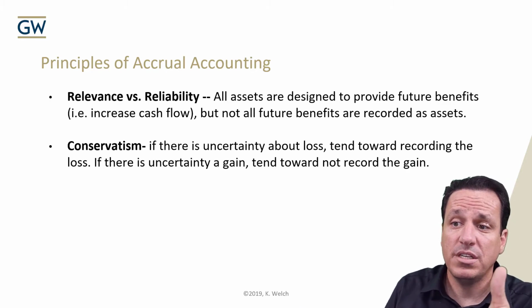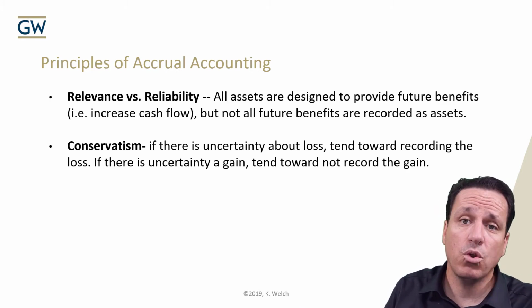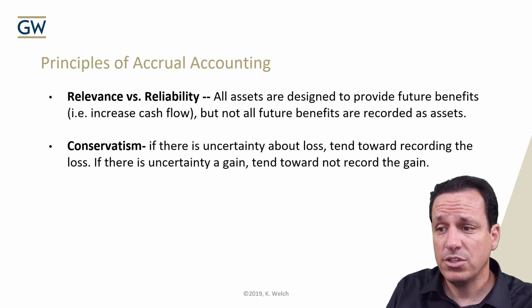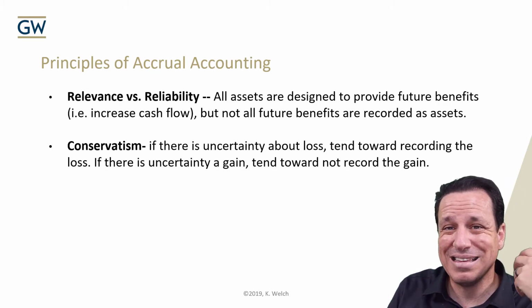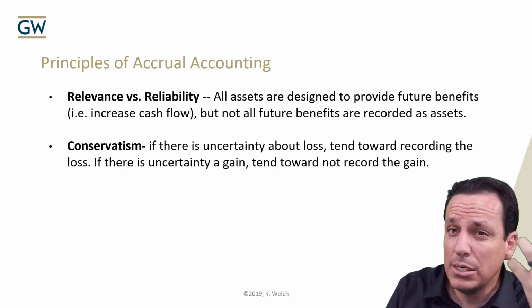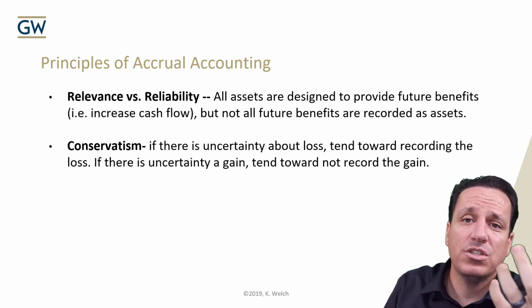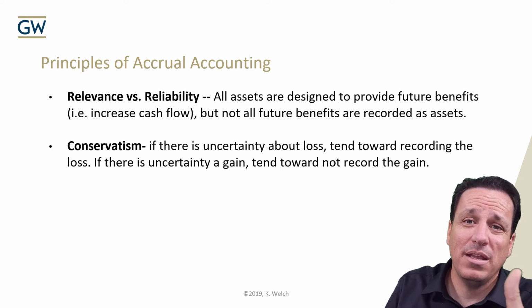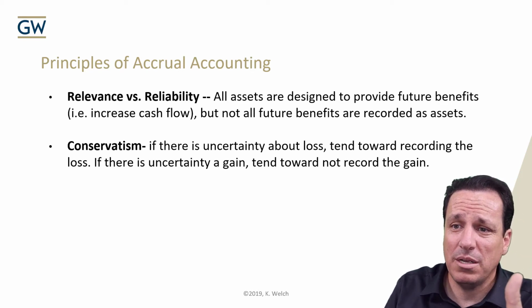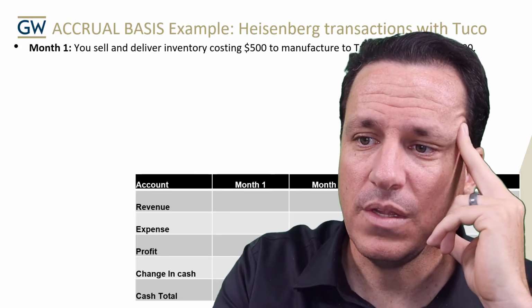There's another one, conservatism. If there's uncertainty about a loss, tend toward writing the loss down. If there's uncertainty towards a gain, tend towards not recording the gain. And this idea of conservatism is the principle that we want financial statements to overestimate potential problems and underestimate the rosy picture that some managers might have.